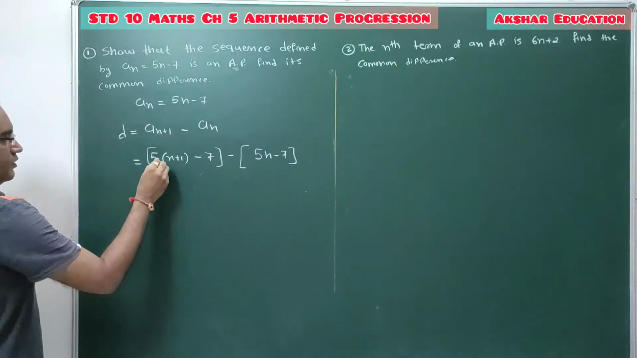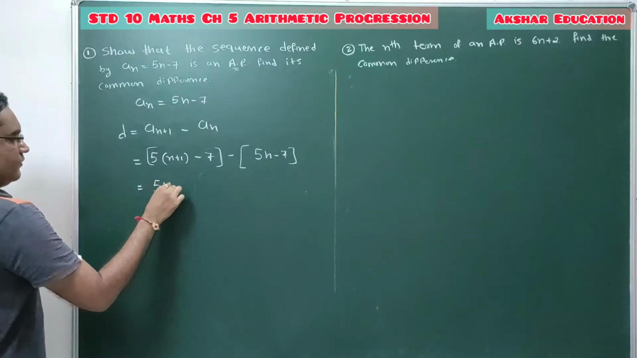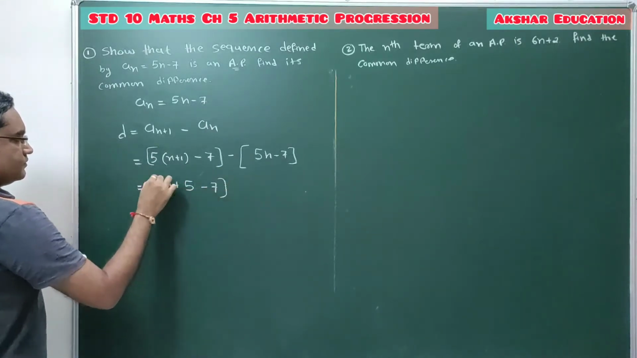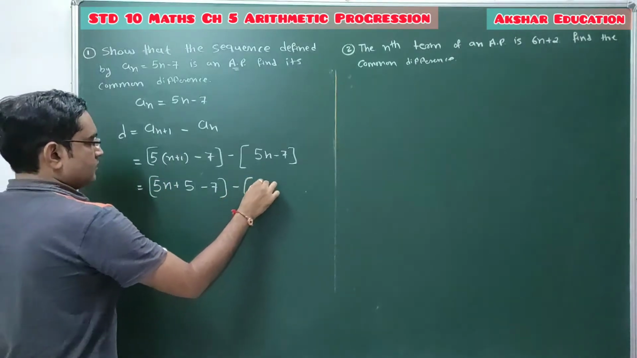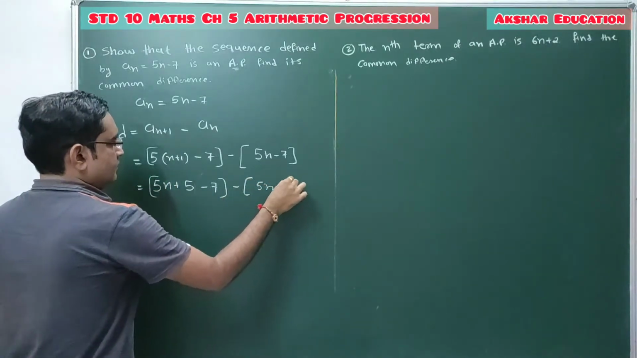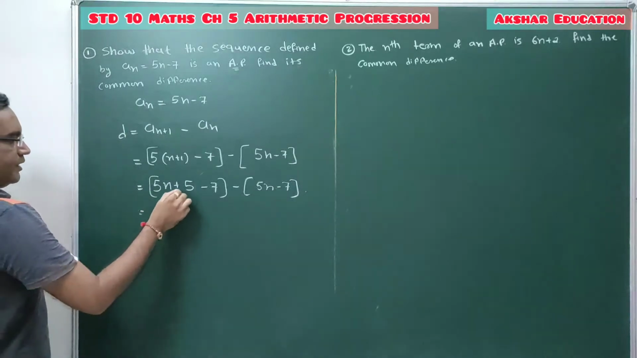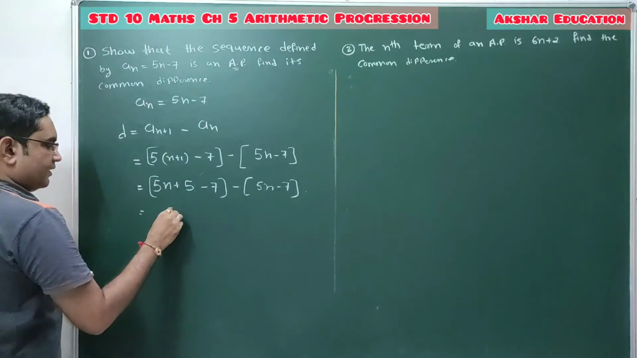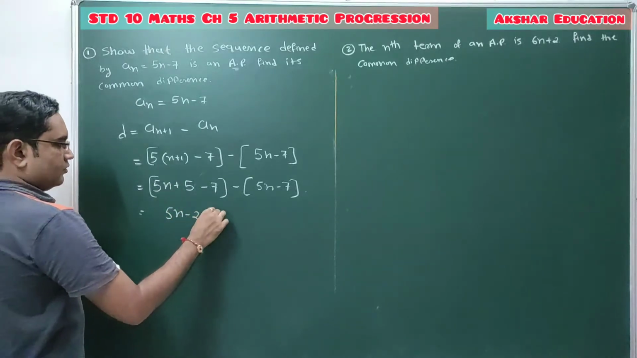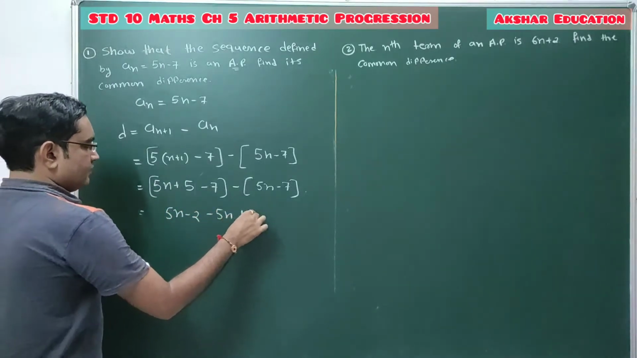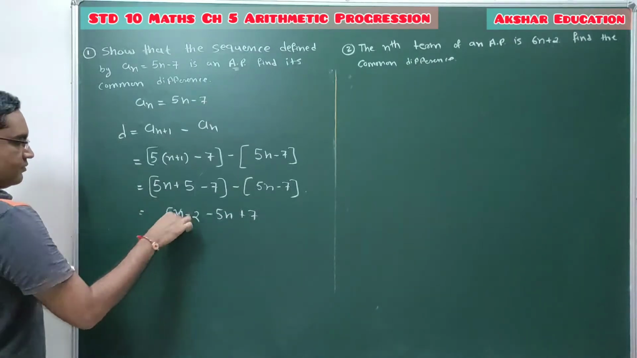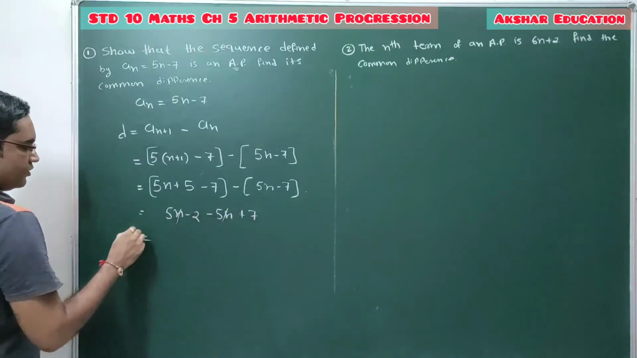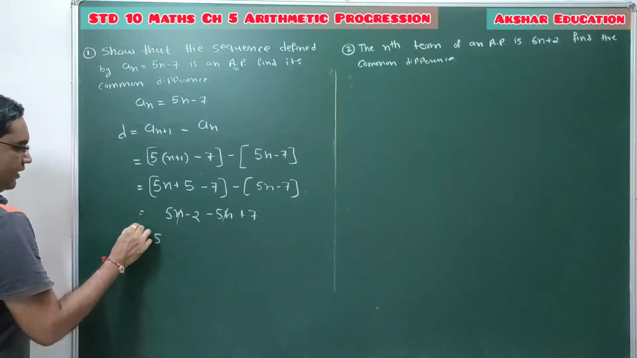Simplify this. It's 5n plus 5 minus 7 minus (5n minus 7). Open the bracket: 5n plus 5 minus 7, so it's 5n minus 2 minus 5n plus 7. So the 5n and minus 5n cancel, and 7 minus 2 is 5.